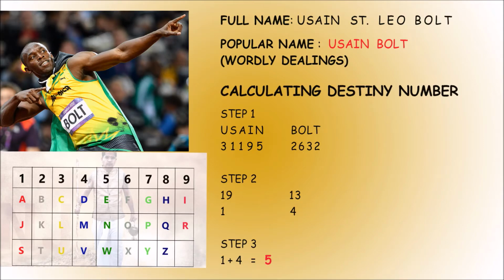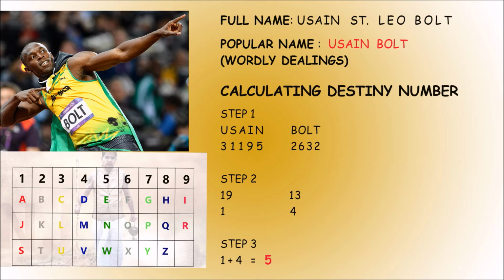So right now our objective is just to understand how to calculate the destiny number. The second example for today is Usain Bolt. This person was born with the full name Usain St. Leo Bolt, and he has been recognized and identified in the whole world with the name Usain Bolt only. How can we calculate the destiny number? That's very simple. In step 1, we will put the numerical value of all the letters. In step 2, we will reduce both the names separately to a single digit.